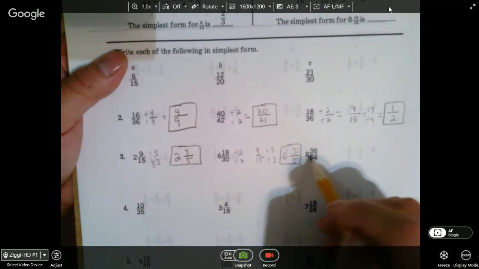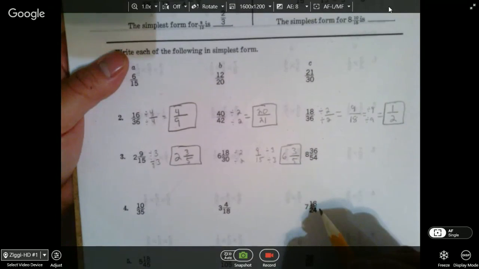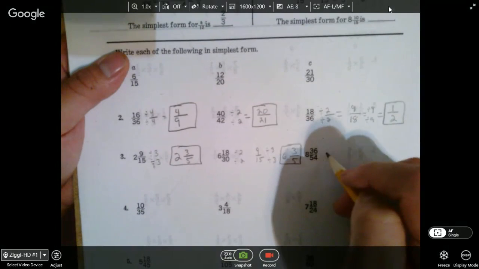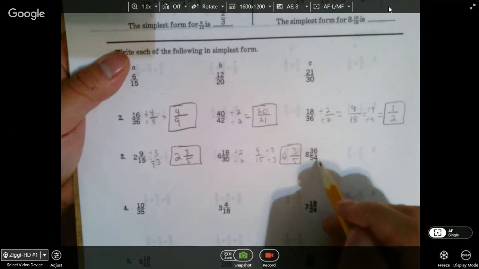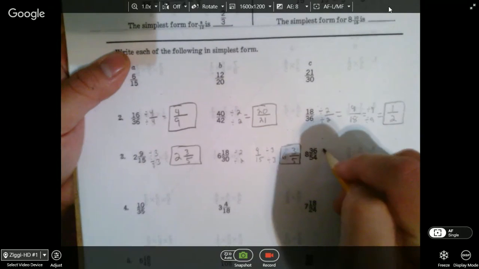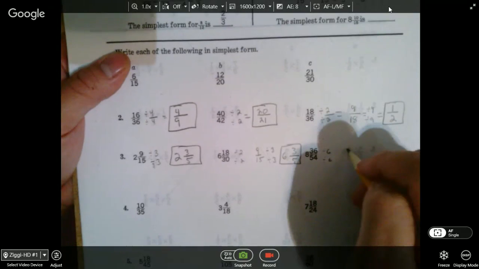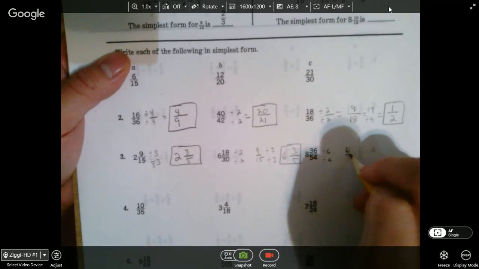The next one, 8 and 36 over 54. I could just go ahead and do 2, but I kind of see that 6 goes into both of these. So let's try 6. Right? 36 divided by 6 gives me 6. 54 divided by 6 is 9.